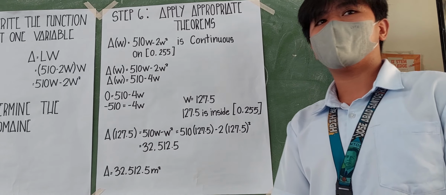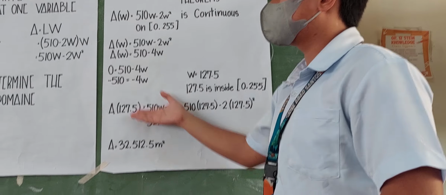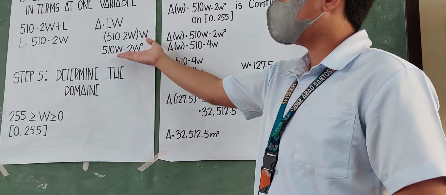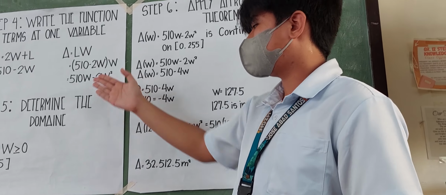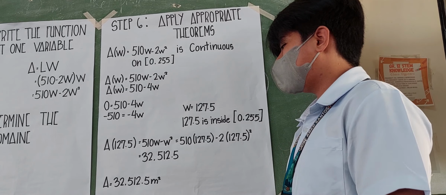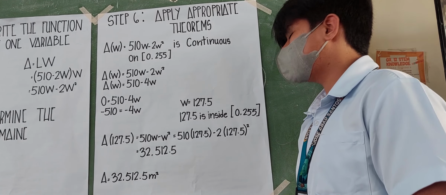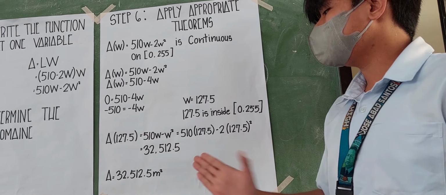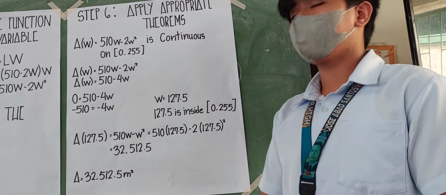And to get the area, we can now proceed back to our area here, 510W minus 2W squared, substituting 127.5, and we will have 32,512.5. Don't forget the units, 32,512.5 meters squared.